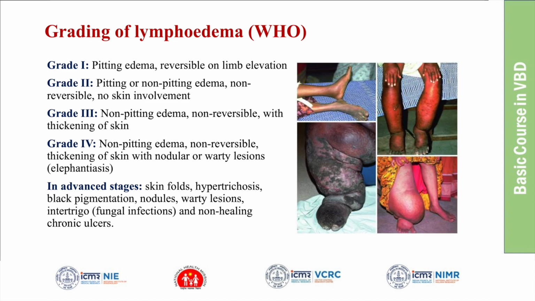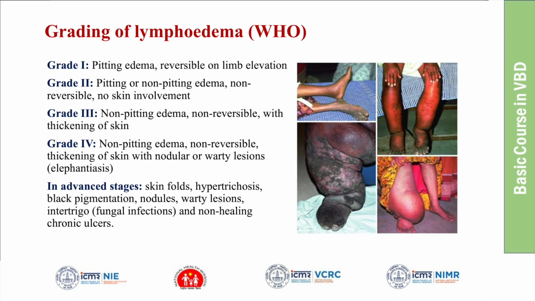Grade 3 is non-pitting edema, and the swelling will be non-reversible. In spite of limb elevation, the swelling will not reduce at all. And this stage will show thickening of the skin. And grade 4 is non-pitting edema, which is non-reversible, and thickening of skin along with nodular or warty lesions will be seen. This is usually called the stage of elephantiasis.